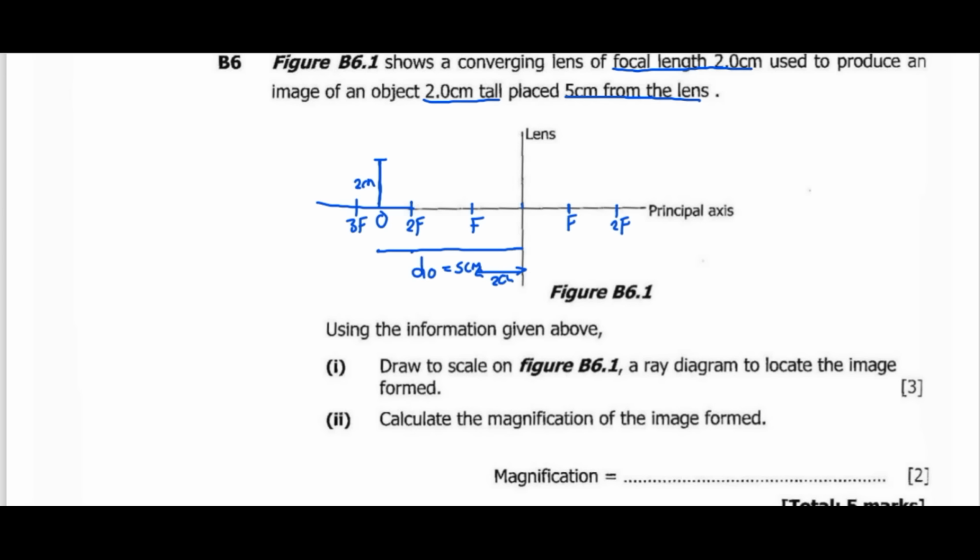Okay. So what is our first step? You need to draw a straight line parallel to the principal axis.